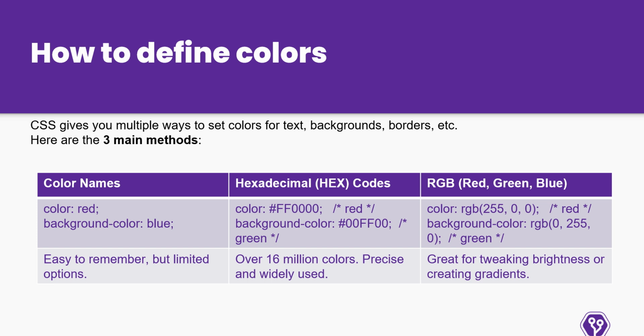So the hexadecimal color code gives you about 16 million colors that you can actually use for your development. This is more widely used in styling because it gives you a wide variety of colors that you can use for your website.